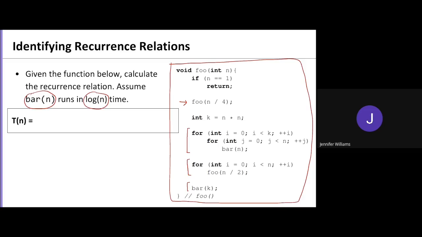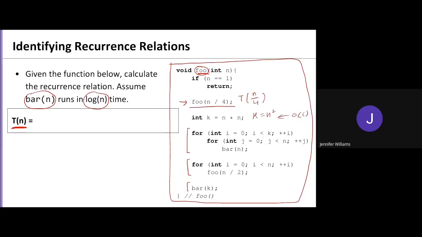Okay, so foo of n over 4. We're calling foo, it's a recursive line, right? So this will be T of n over 4. Because T of n is the runtime for foo, which we represent using T of n. So calling foo itself will be T of n over 4. And then k is n squared. This runtime is just O of 1, just one simple calculation line.